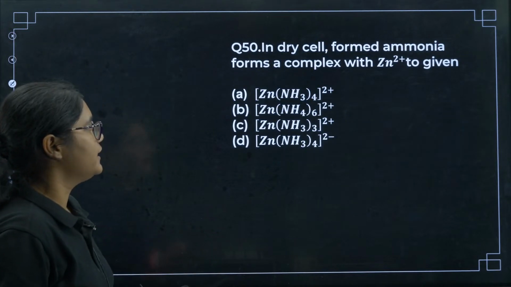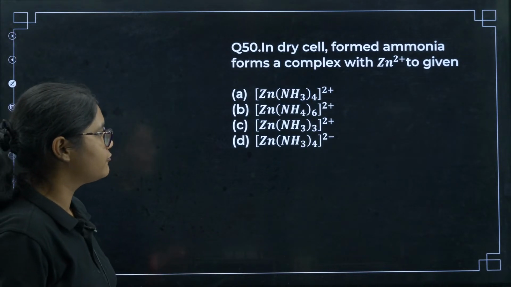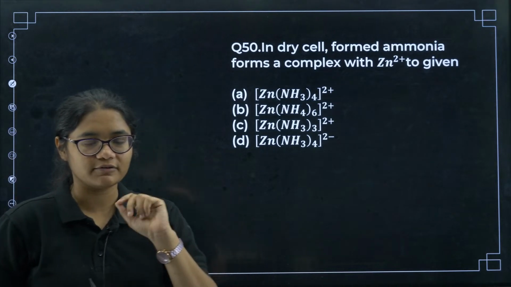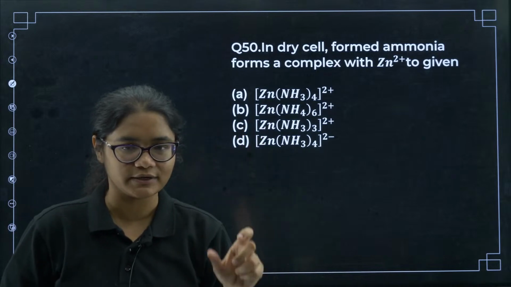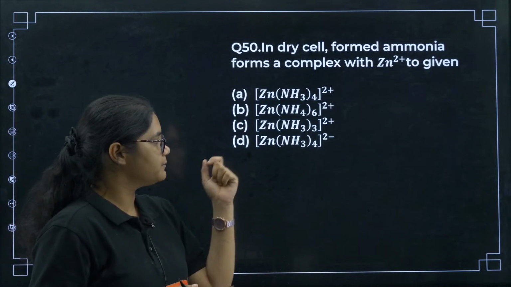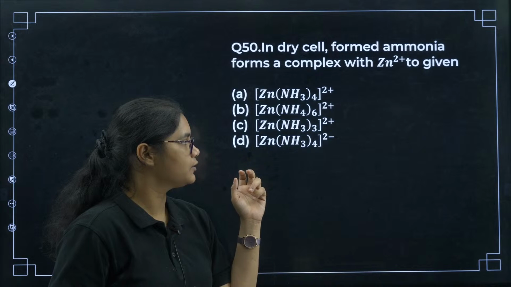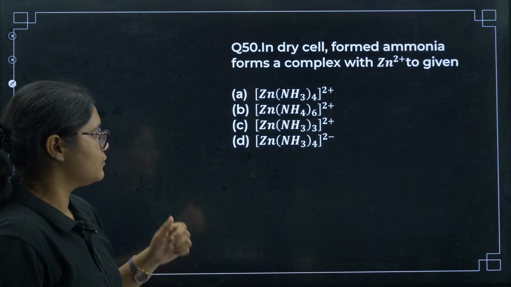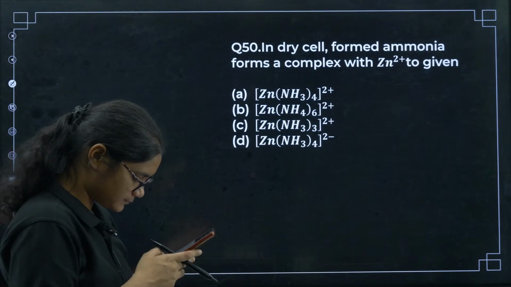50th question. In dry cell, the formed ammonia forms a complex with zinc. So zinc and ammonia will form a complex. I have shown you in the PPT. So what will be that complex? Zn(NH3)4 2+, Zn(NH3)6 2+. What is that complex?